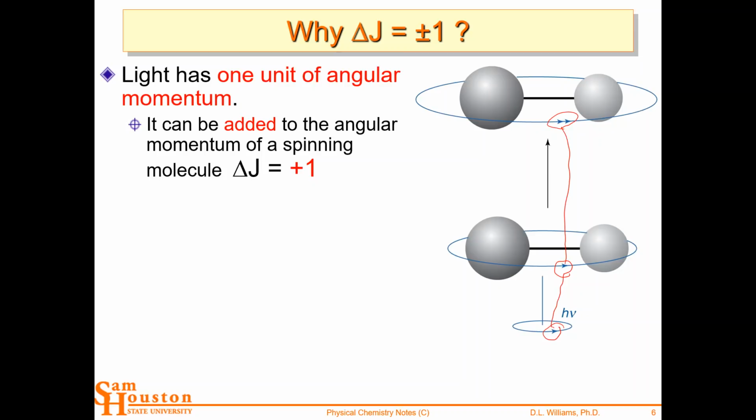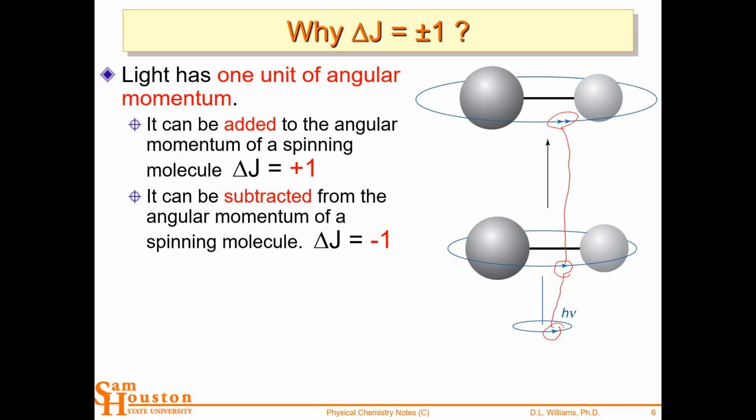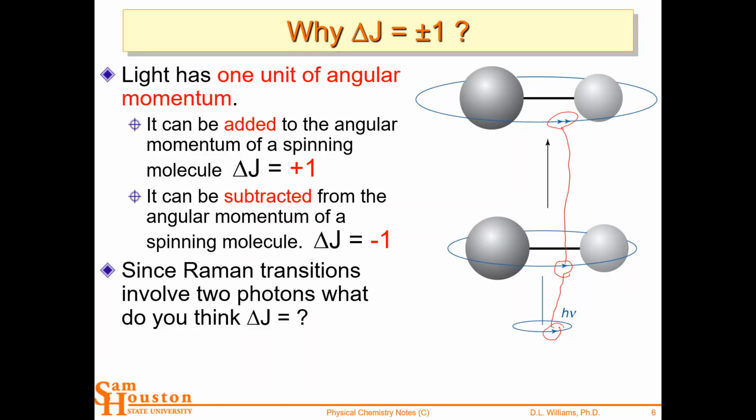But what if light was going in the opposite direction? You could cause it to emit, right? Stimulated emission. And so it could drop that molecule, it could slow it down. So molecule's spinning this way, and light comes in spinning the other way. It hits that molecule, slows it down, 2 photons of light carry on. Okay. And so it could cancel out. And so Raman transitions involve 2 photons. So what do you think the scattering selection rules are?